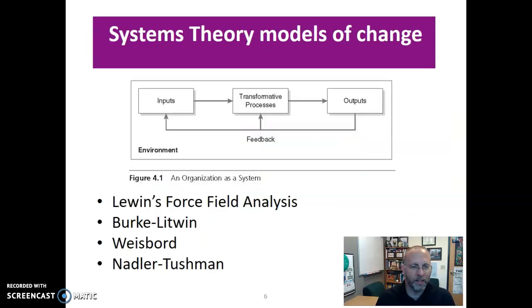So here you can see systems theory models of change, where you have inputs, you have some sort of transformational and transformative process, and then positive outputs. And then throughout that whole process, you have feedback. There's 4 different specific types that fit into this: Lewin's force field analysis, Burke-Litwin, the Weisbord, and the Nadler-Tushman. Now, if you've taken organizational behavior, you may be somewhat familiar with these models.